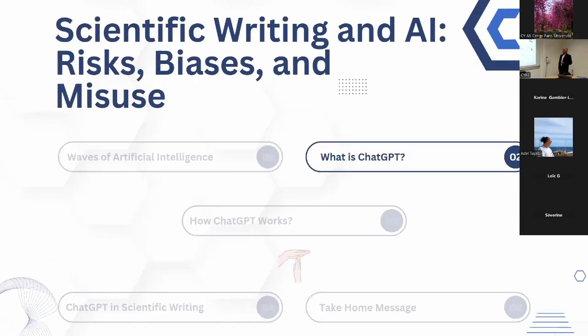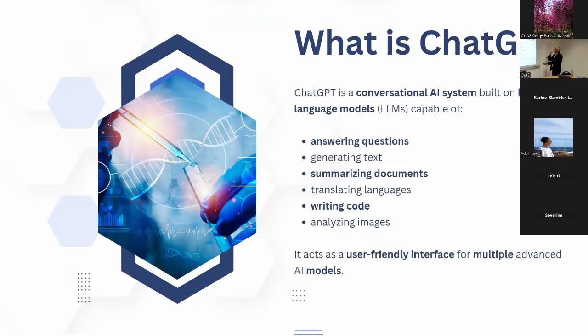So what is ChatGPT, which is the tool that we are interested to use? What is interesting is ChatGPT is not just one model. It's a package of several models, and depending on the prompt, it will use one or the other in the artificial intelligence environment. But it's built on the large language model capability, and nowadays it's able to answer questions, generate text, summarize documents, translate languages, write code, and analyze images.